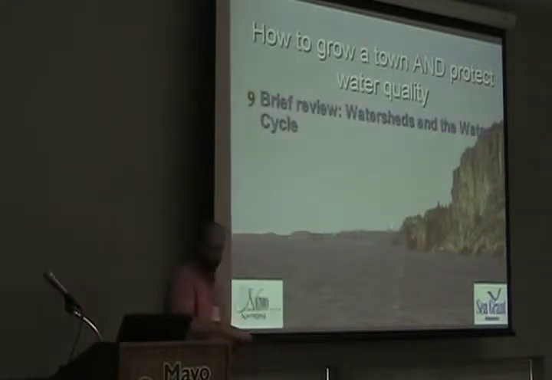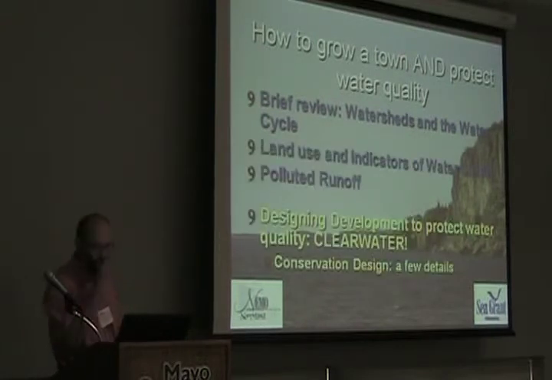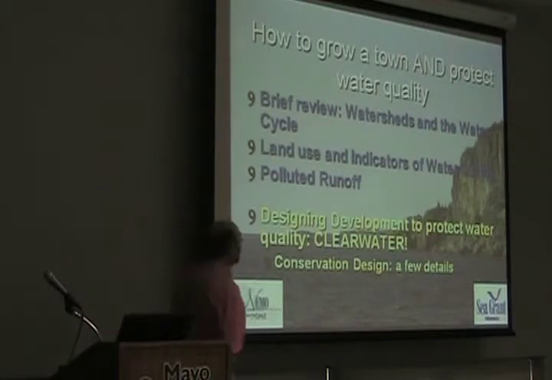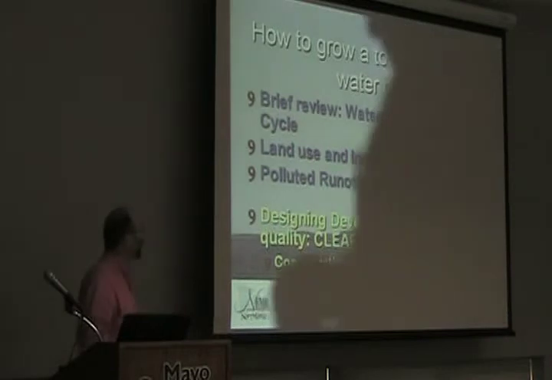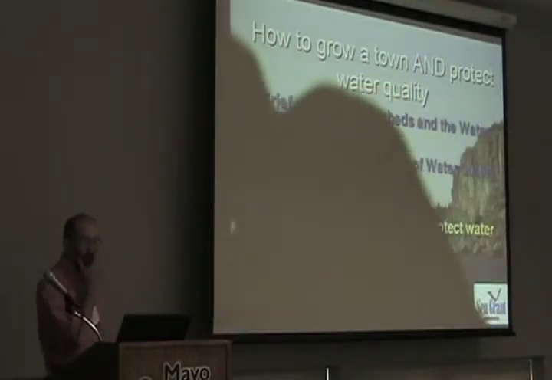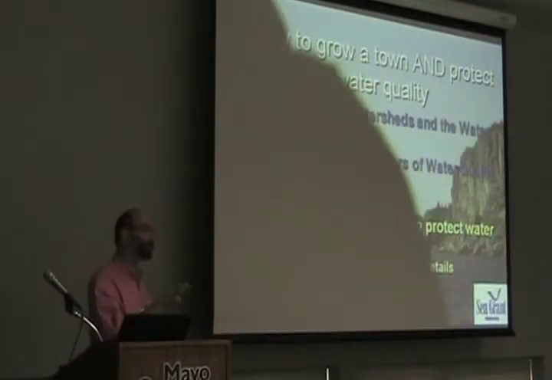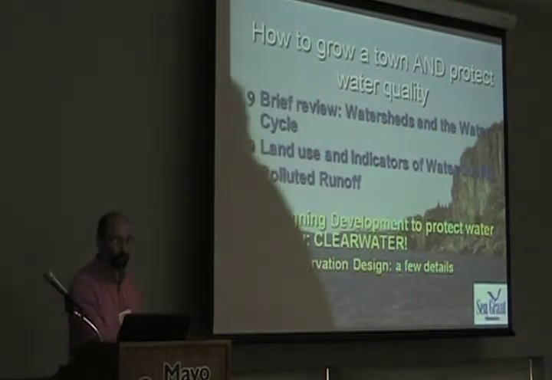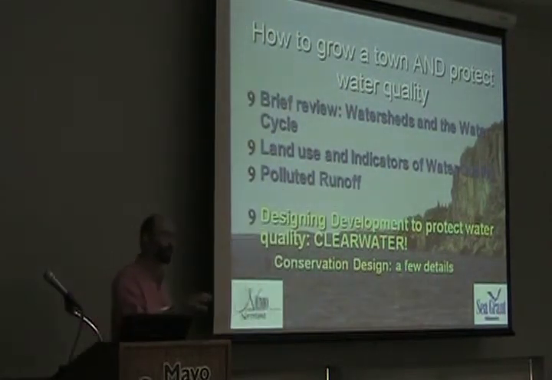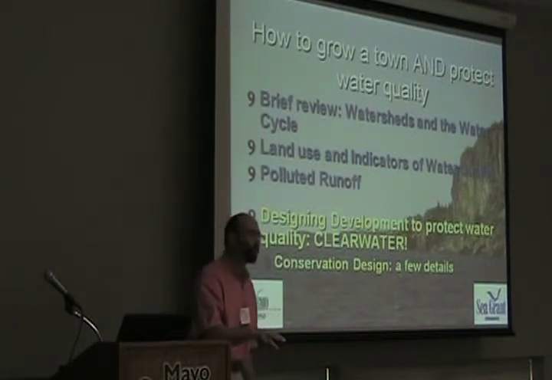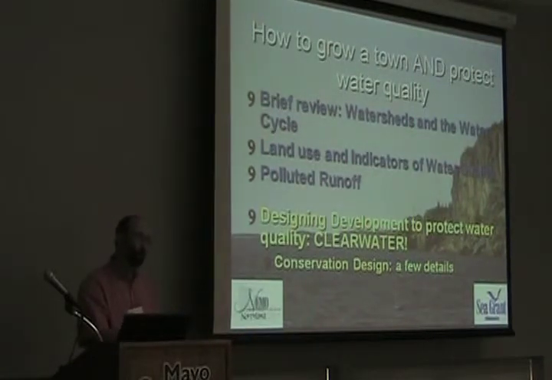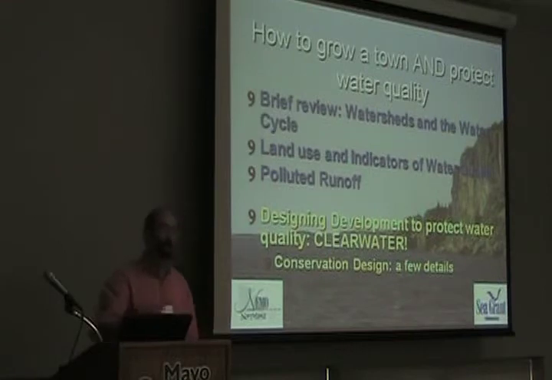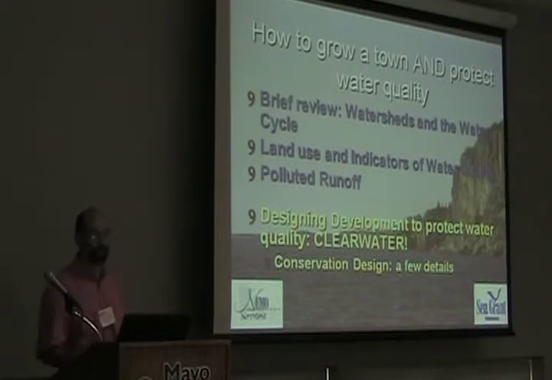So a few different things that we are going to cover here just to start out. A little bit of a discussion on watersheds and the water cycle. Talk a little bit about land use and indicators of water quality, and that's really what's going to set us up for our conservation design exercise. Talk a little bit about polluted runoff, and then we'll actually get into doing the designs on the maps and try your hand at that. So we'll spend some time at that, and then we'll wrap up with some additional details about conservation design at the end.